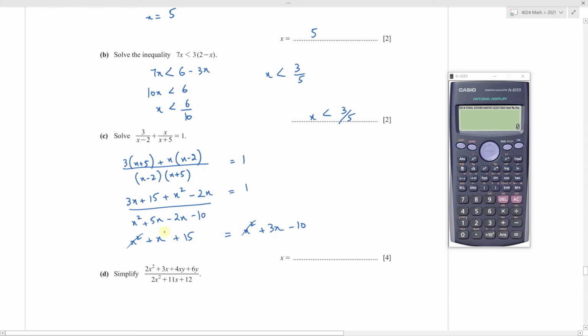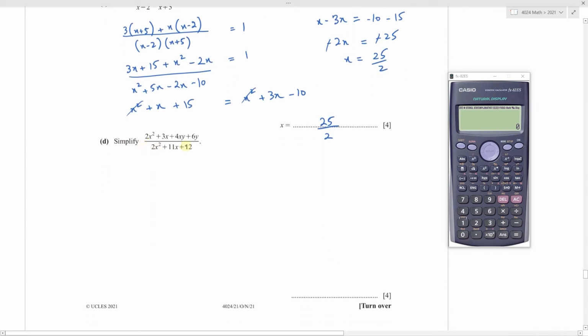If I take this to this side, let's continue here, x minus 3x equals minus 10 and then minus 15. So this is minus 2x equals minus 25, minus minus cancel out, x equals 25 over 2. So 25 over 2.